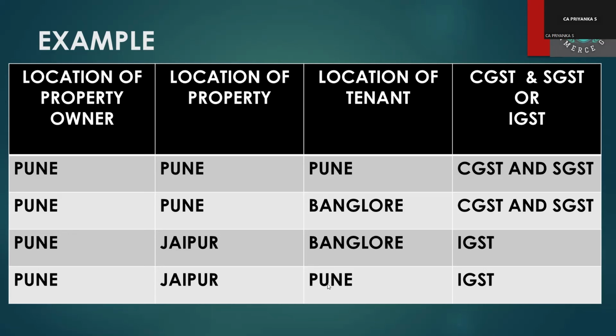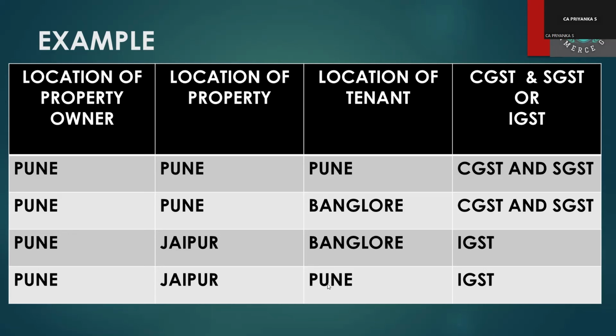Next comes the third example where the location of property owner is in Pune. The property actually is located outside the state of that owner, in Jaipur, and location of tenant is in another third place, that is Bangalore. Then the location of property again matters. This is outside the state of the owner of the property, and so it is considered as outside state sale and it will be charged under IGST.